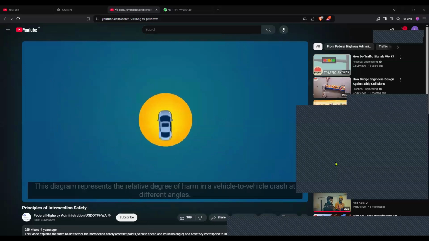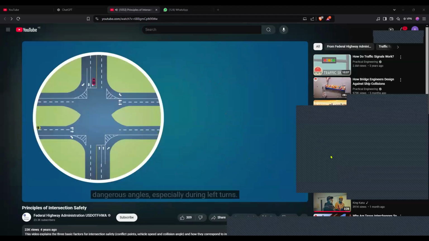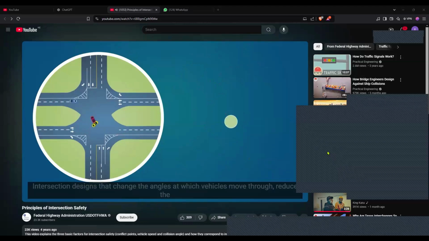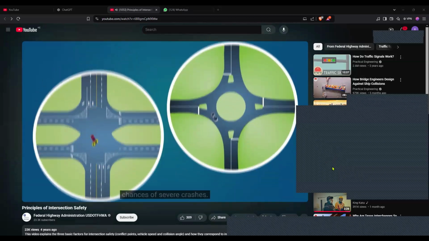This diagram represents the relative degree of harm in a vehicle-to-vehicle crash at different angles. Traditional intersections present multiple opportunities for vehicles to collide at more dangerous angles, especially during left turns. Intersection designs that change the angles at which vehicles move through reduce the chances of severe crashes.